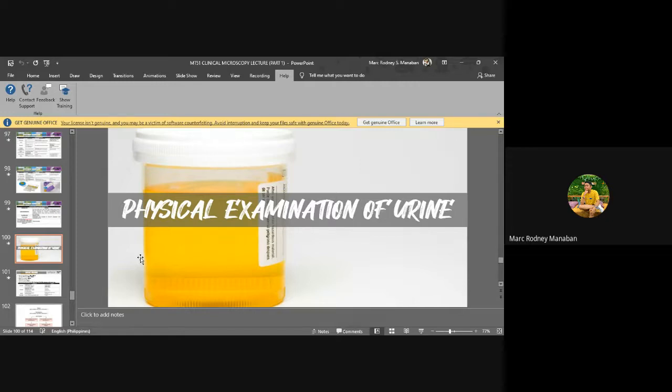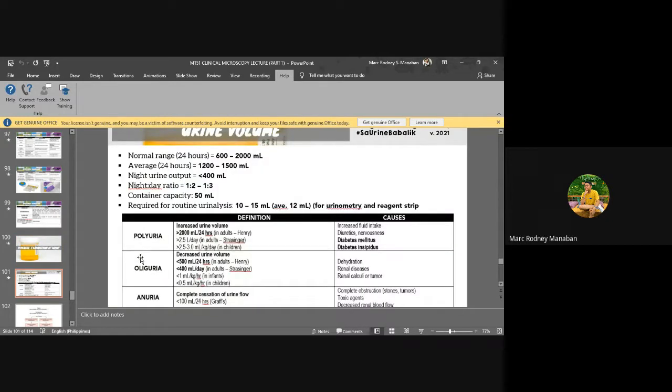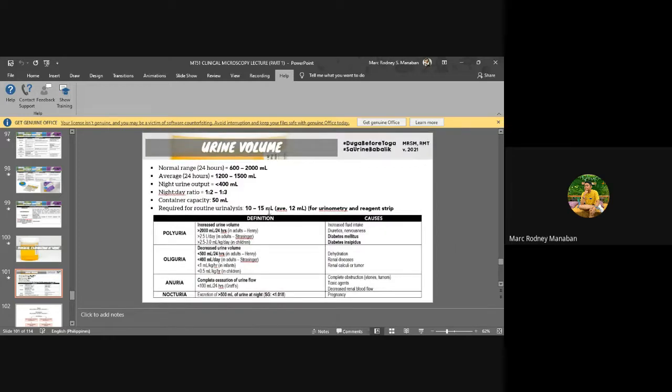Okay. Now we start first with, of course, urine volume. Alright. Now again, urine volume, medyo lahi na po ni siya, I think sa inyong libro kay lahi ni siya, wala siya sa physical exam. But anyway, ako ra siyang gibutang diri. So for urine volume, again, the normal range for 24 hours is about 600 to 2000. But if ang question nato is what is the average volume excreted in 24 hours, it's 1,200 to 1,500 ml.